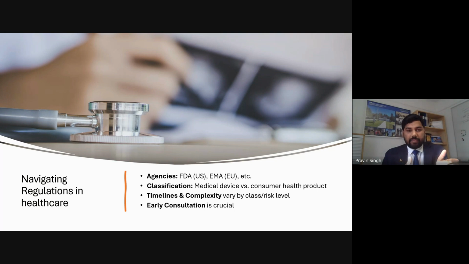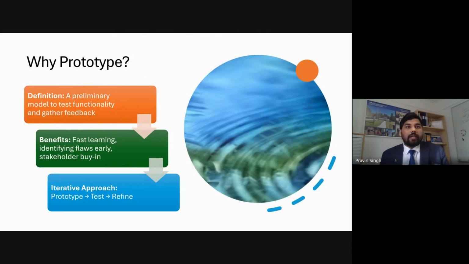So in the part of devices, class 1 is low risk devices like a digital thermometer. Okay. And class 2 is moderate risk devices like an infusion pump. And then class 3 is high risk devices like implantable pacemakers. So it is crucial to engage regulatory bodies early to avoid roadblocks later. So it is very important.